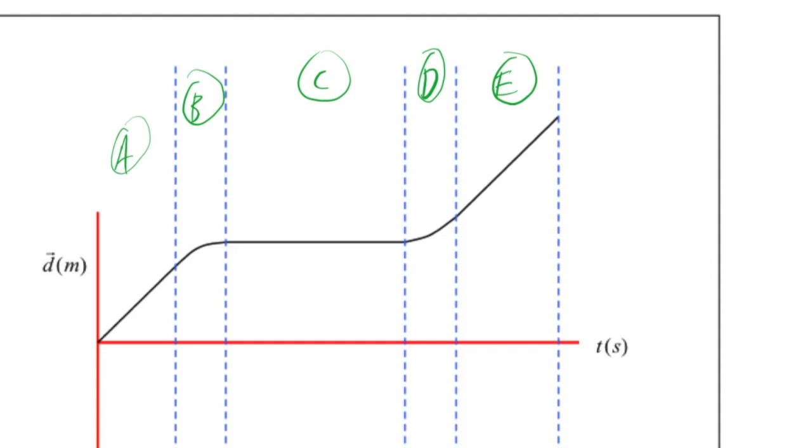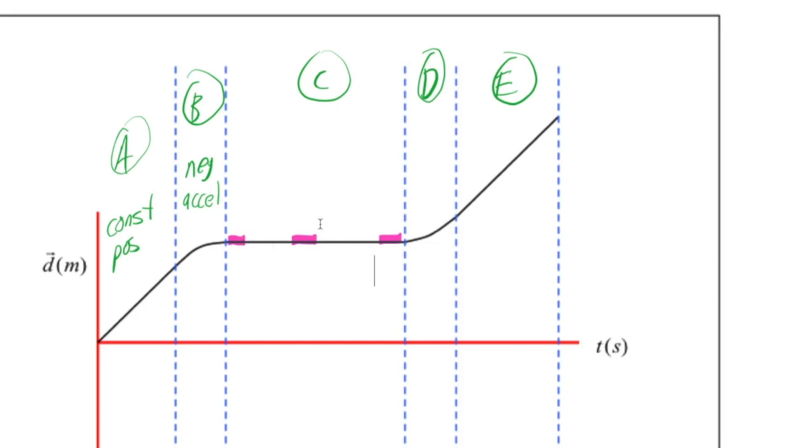Let's take a look at section A. In section A, it's a constant slope. That means we have constant motion. The slope is positive, so here we have positive constant motion. Now let's take a look at section B. We're going from a positive slope to 0 slope. That means we're going from a positive velocity to 0. This is negative acceleration.